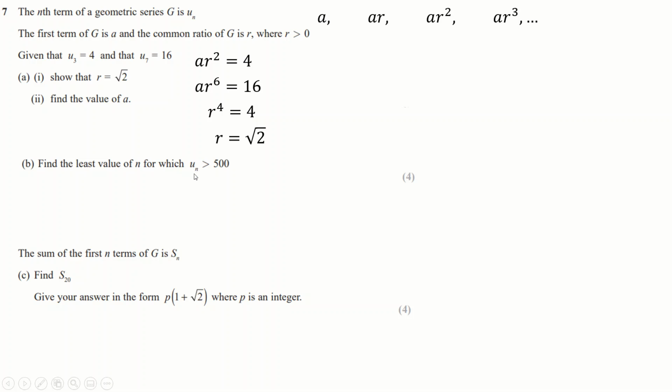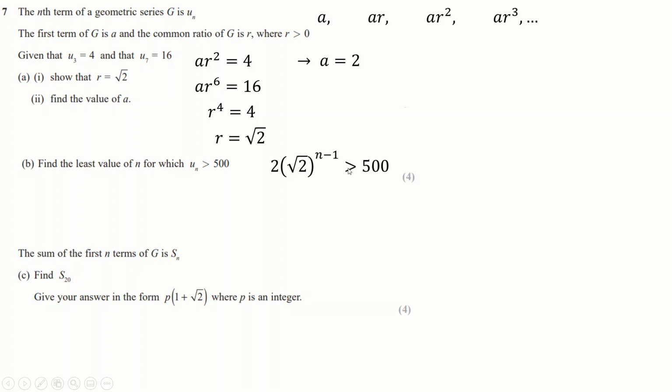Find the least value of n for which un is greater than 500. Now, just a small trick here. Just remember, un, just like u7, is ar to the 6. Un is ar to the n minus 1. By the way, I've also missed this. Of course, if r is root 2 squared is 2, a times 2 is 4, a is 2. Anyway, this bit here, we get ar to the n minus 1 is the nth term, because, again, you reduce the power by 1.